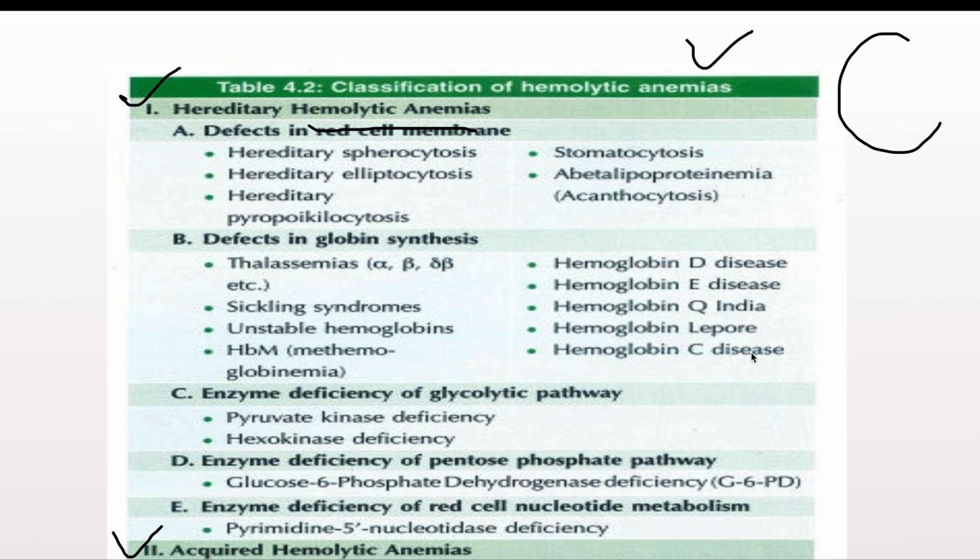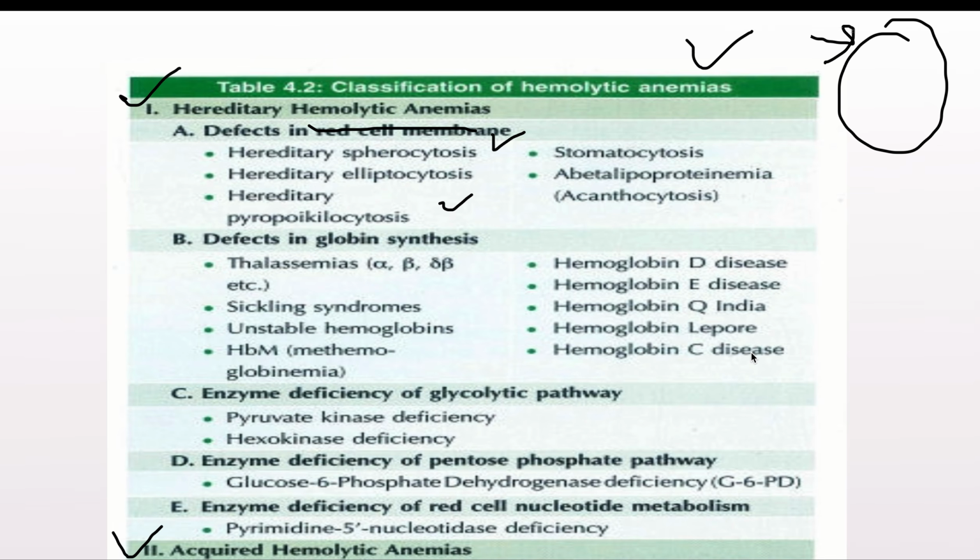So this is the red cell. If there is a defect in the membrane, defects in the membrane will cause hemolytic anemia. So it can be spherocytosis, elliptocytosis, pyropoikilocytosis. So all these are defects in the shape, okay. Mostly the shape of the RBC is changing. I already have a video on hereditary spherocytosis.